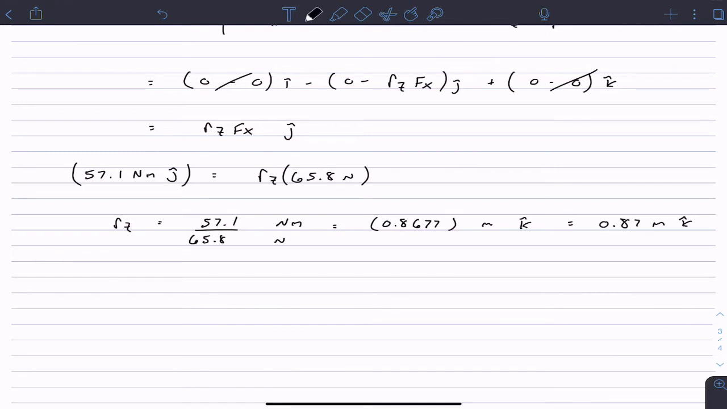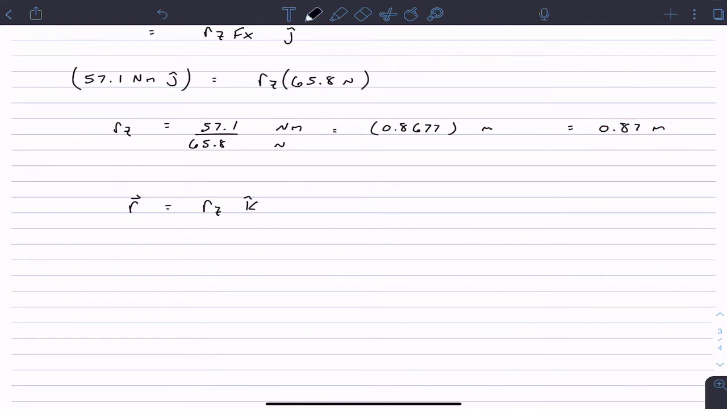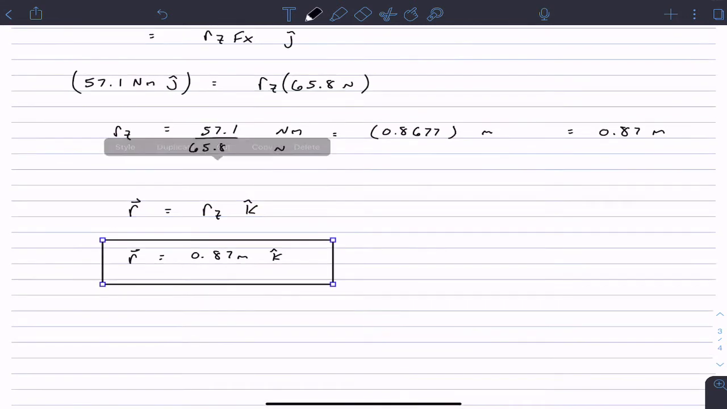Next problems are 20 and 21 on page 412. Before I change the page, I should note that I was only writing down the magnitudes here, so the vectors are not relevant, but they would be. The final answer is R is equal to, this is what we were asked to find. So this is RZ. So the final answer is 0.87 meters k hat. That's what you're asked to find. Alright, now we can move on.